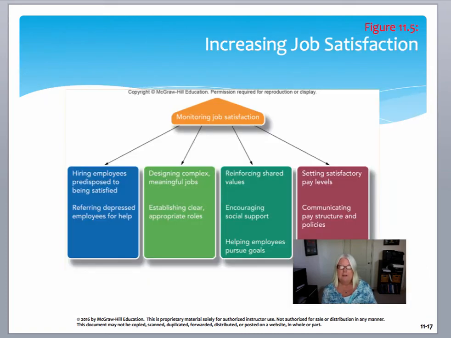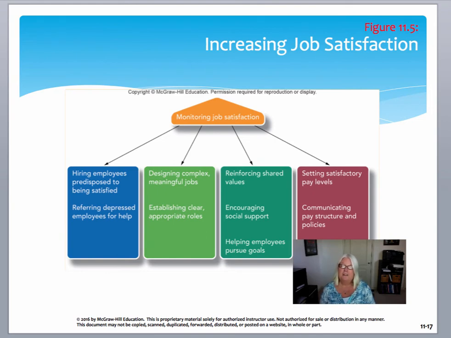Okay. So to increase job satisfaction, organizations, first of all, can hire employees predisposed to being satisfied, not hiring the negative employees. We talked about how organizations do testing to determine someone's personality. Okay, we can refer the depressed people for help, send them to the EAP. We can use job design to design jobs that are meaningful. We can use the job characteristics model for that.